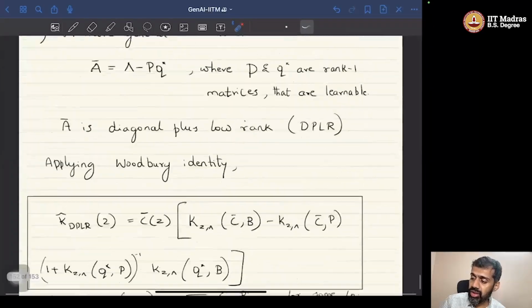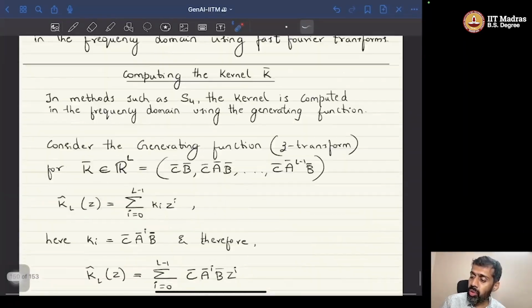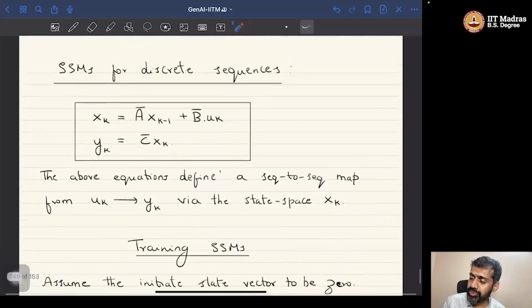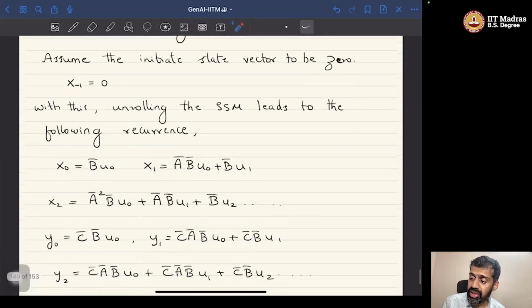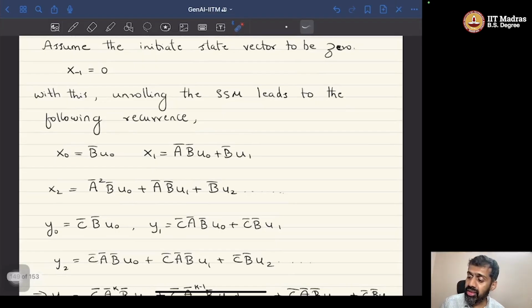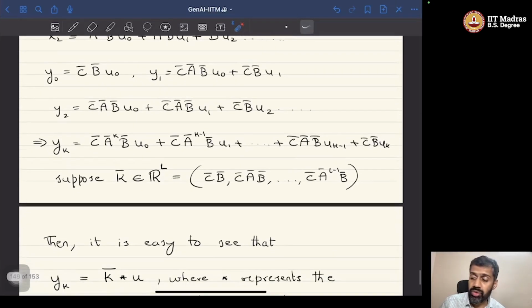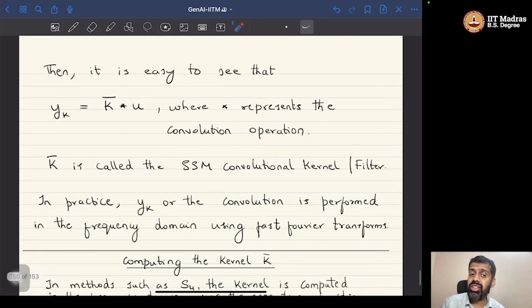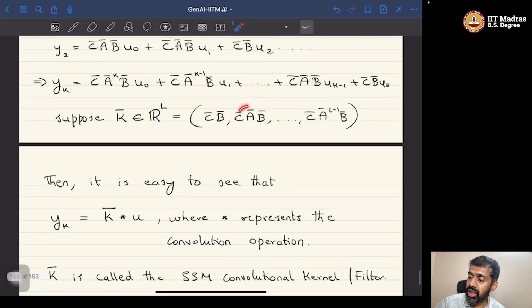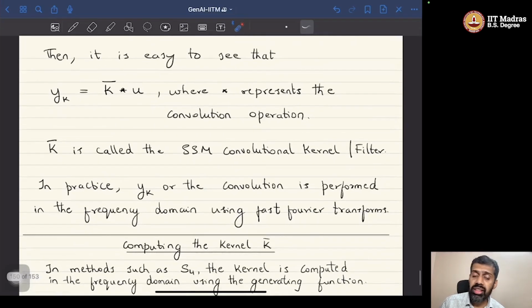Let me just recall quickly what was done. The discretized state space model has this particular form. For training and inferencing SSMs, when you unroll the equations, you get the output to be the convolutional product of a fixed kernel function with the input. During training, this kernel is not computed in the time domain because it involves powers of A or A bar. Rather, it is computed in the frequency domain.